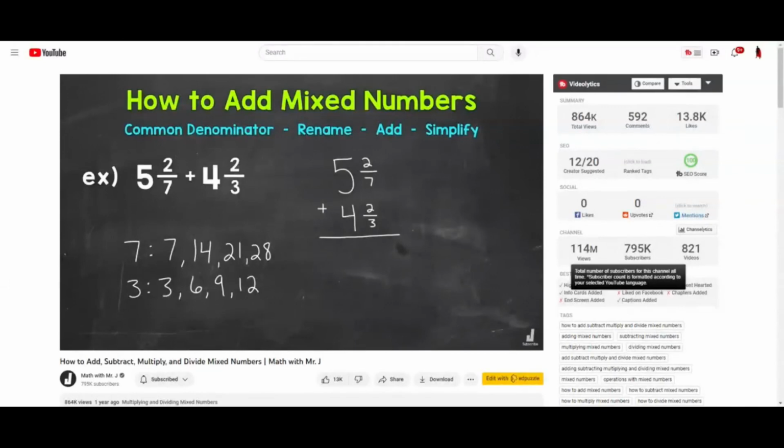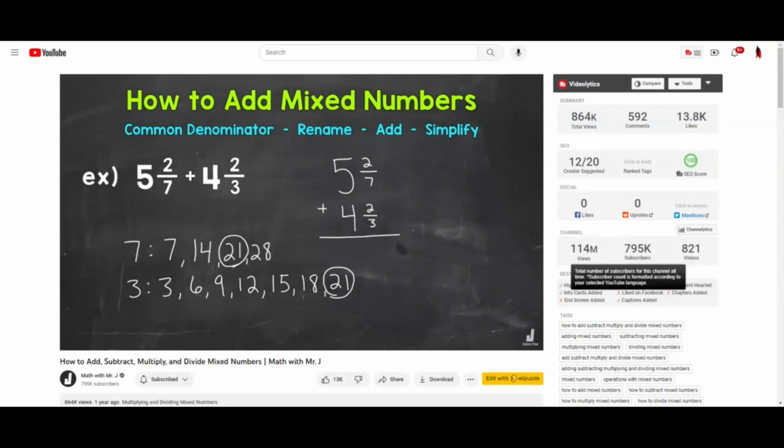Now 7, we're already at 28. And for our multiples of 3, we're only at 12. So let's extend that list. So then we have 15, 18, still nothing in common. And then we have 21. So 21 is going to be our least common multiple, and therefore our least common denominator. So that's what we're going to use.